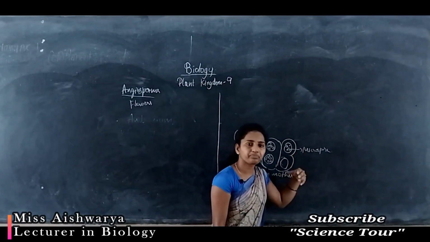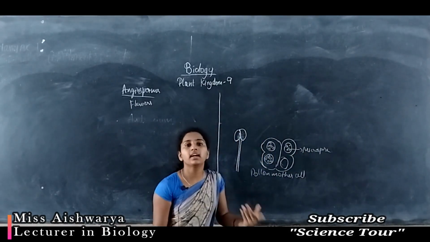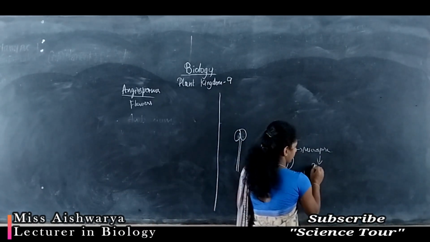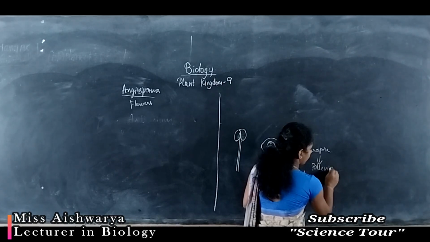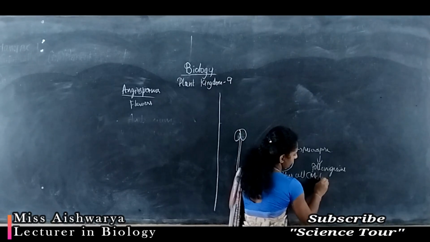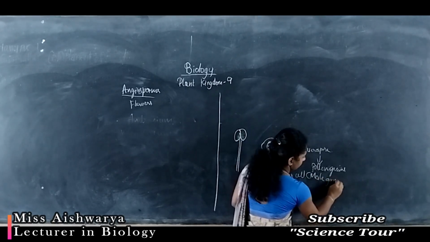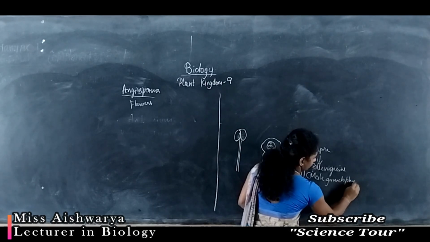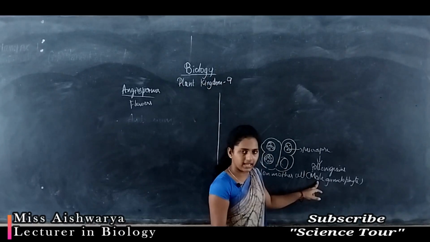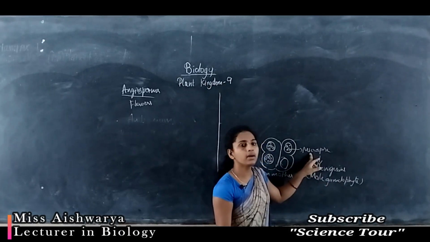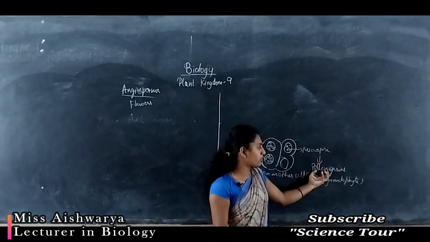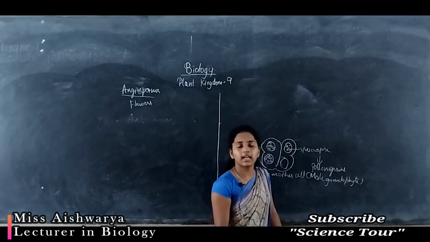These microspores later develop into pollen grains, that is the male gametophyte. This pollen grain is nothing but a male gametophyte, which is produced from microspores. Microspores undergo further division and form pollen grains. It is nothing but a male gametophyte.